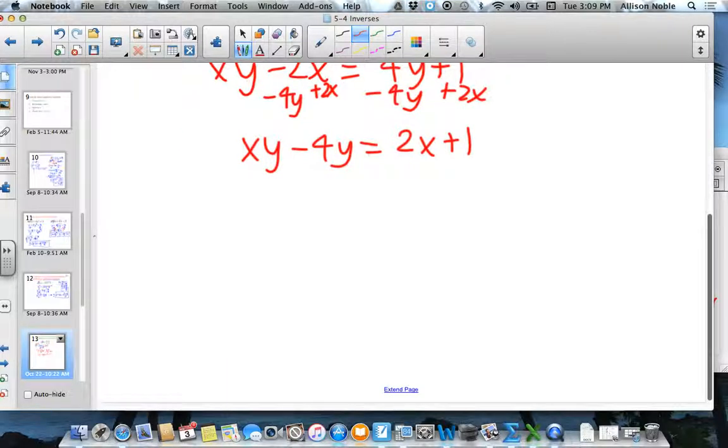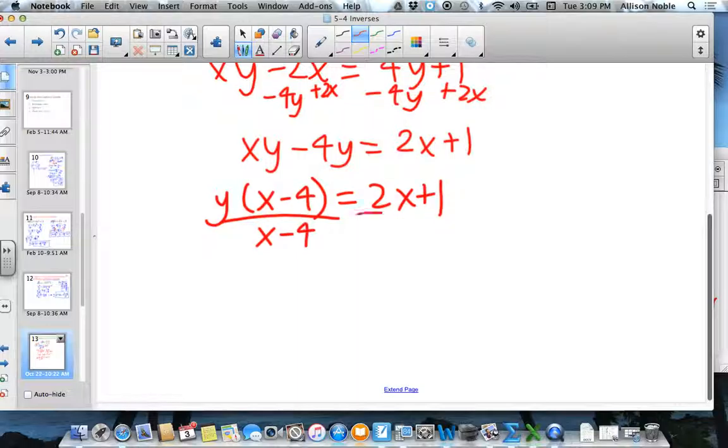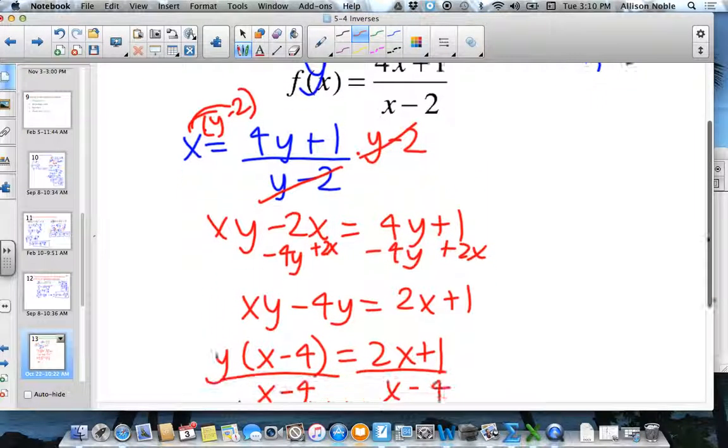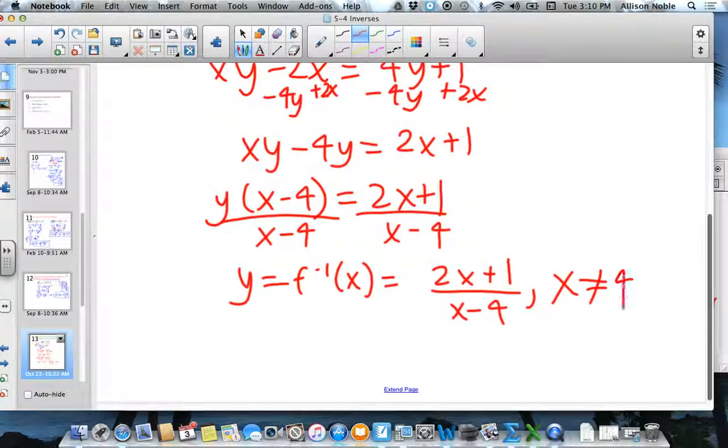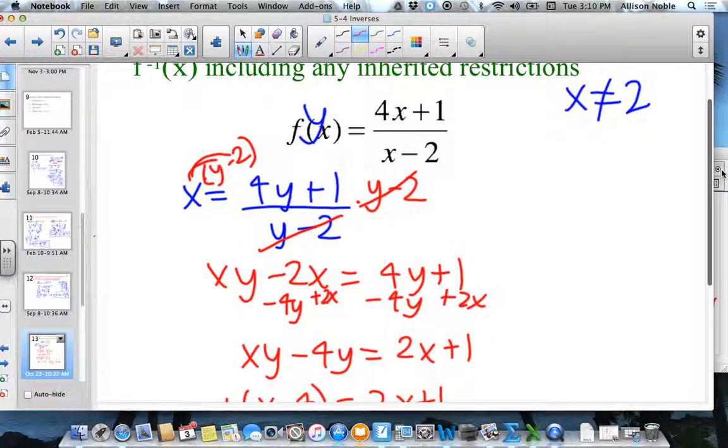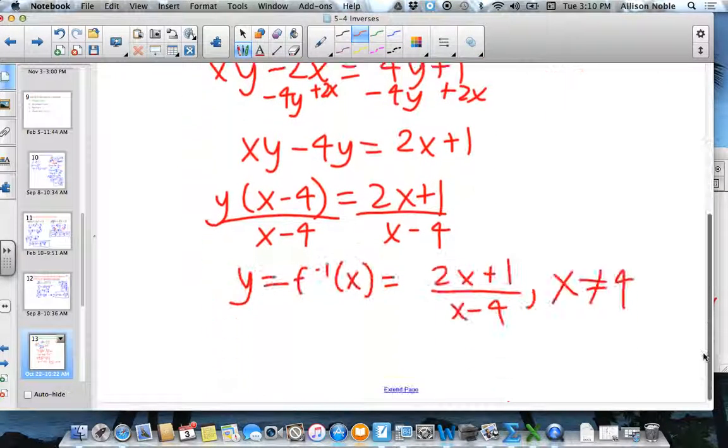I then am going to factor out a y from the left side, leaving y times x minus 4 in parentheses is equal to 2x plus 1, and then divide both sides by x minus 4. So my final answer, which in inverse form would be f negative 1 of x, is equal to 2x plus 1 over x minus 4. And my domain restriction here is x can't be 4, but I also have to include the inherited one from before, and x cannot be 2 either.